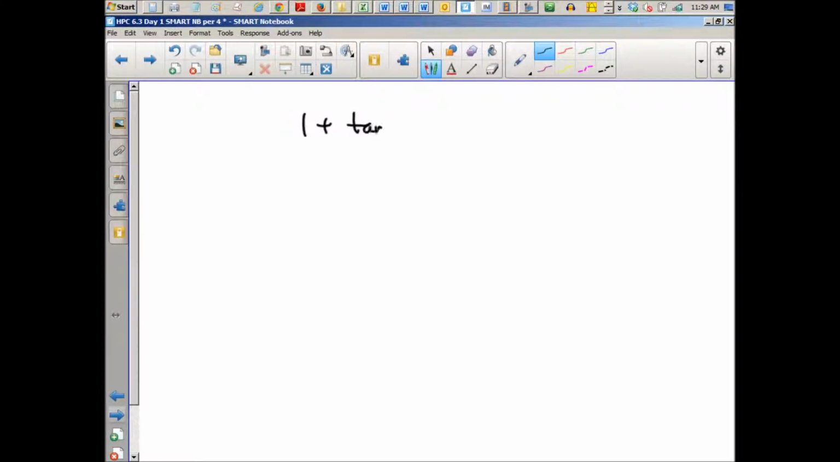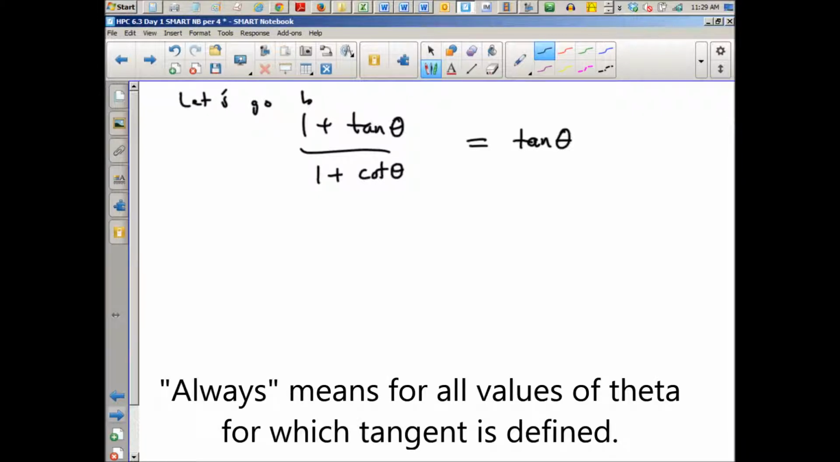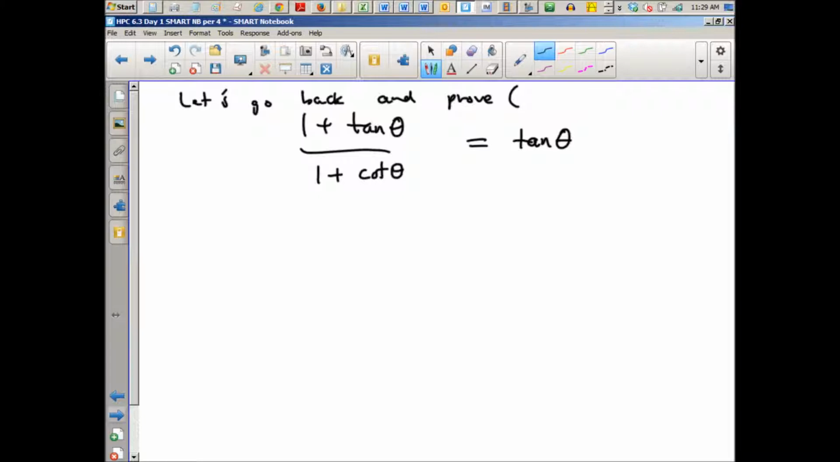So we're going to come back to this problem now and finally show why this is always equal to this. Okay, so let's go back and prove. And I don't know why we don't use the word prove. We usually use verify or establish. Instead, we use that verb. But we're going to try and finally prove this.